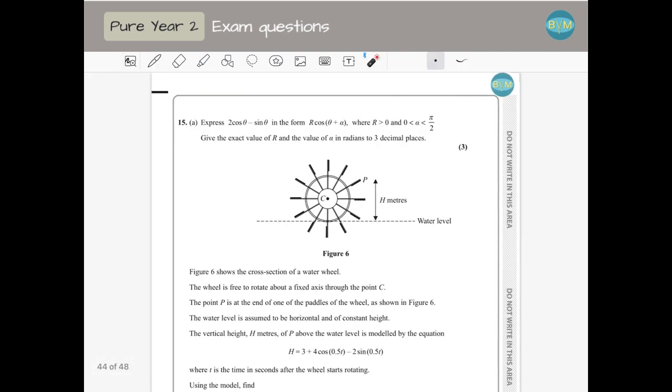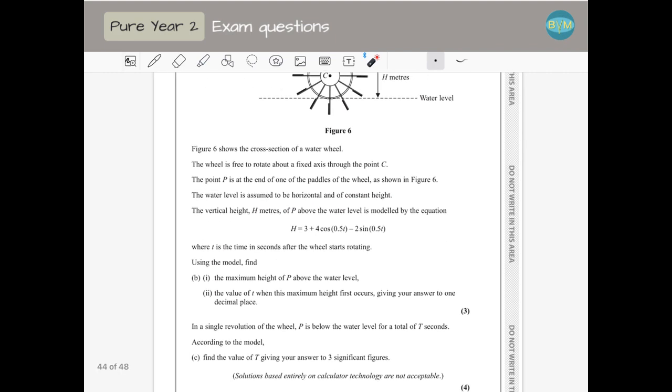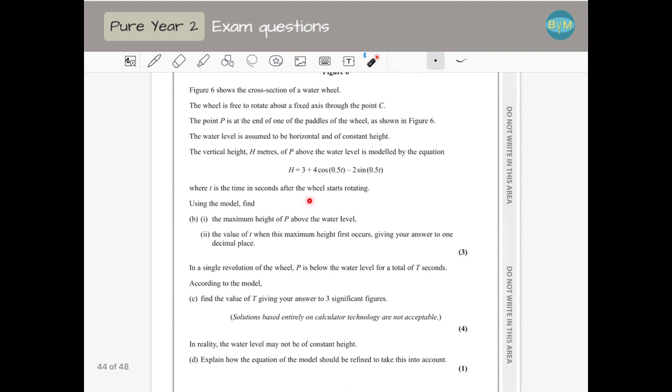Then they say figure 6 shows the cross section of a water wheel. The wheel is free to rotate about a fixed axis through the point C, which is this one. The point P is at the end of one of the paddles, so it's going to do this, and the water level is assumed to be horizontal and of constant height, which is this. The vertical height h in meters is given by this equation, in terms of the time t in seconds after the wheel starts rotating.